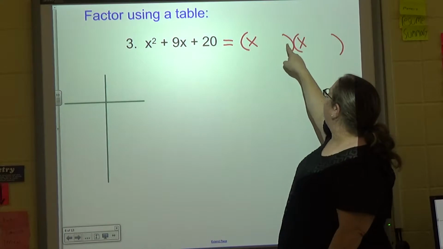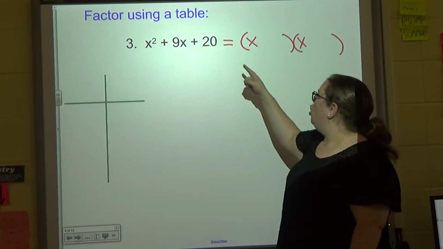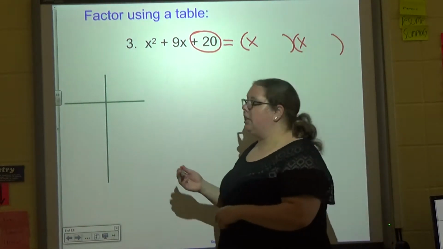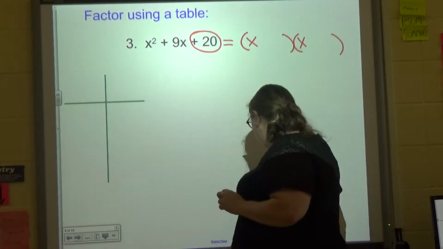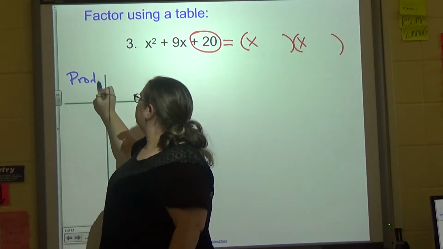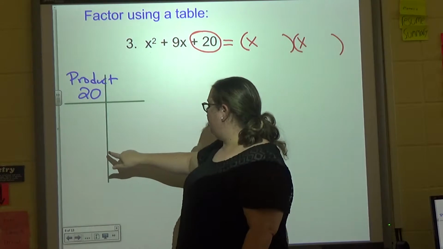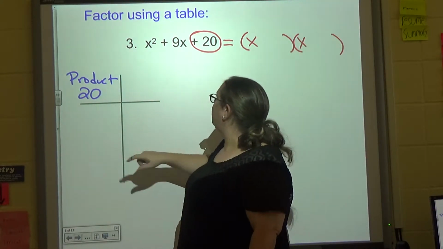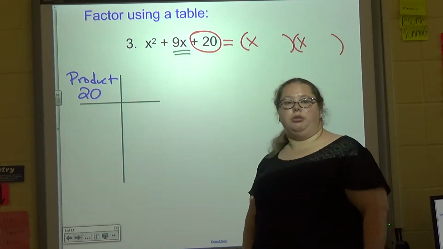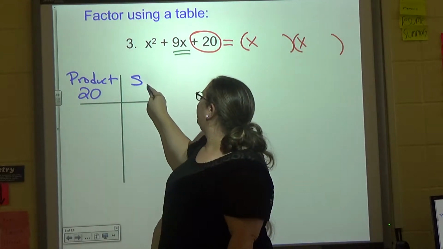Now, we want to figure out what are those two numbers. Now think back to that last slide. Where did the 20 come from? 20 came from the product. So we're looking for two numbers whose product is 20. We're looking for two numbers whose product is 20. And then where did the 9 come from? That's the sum. The sum of 9.